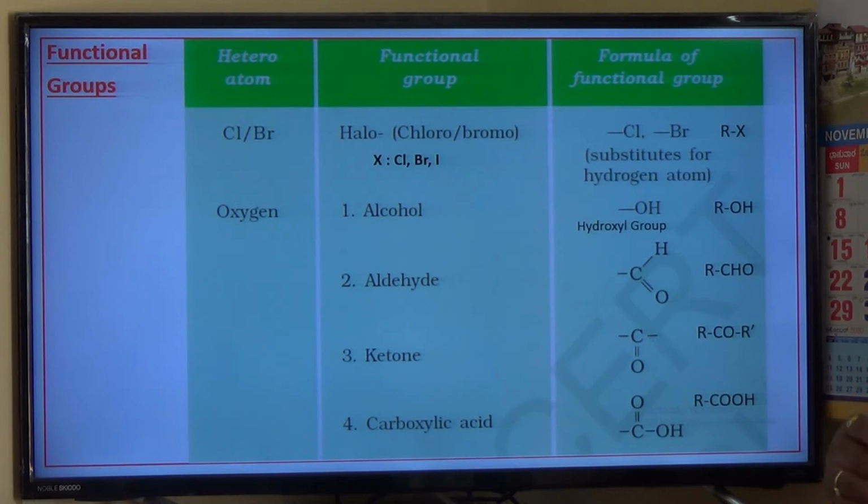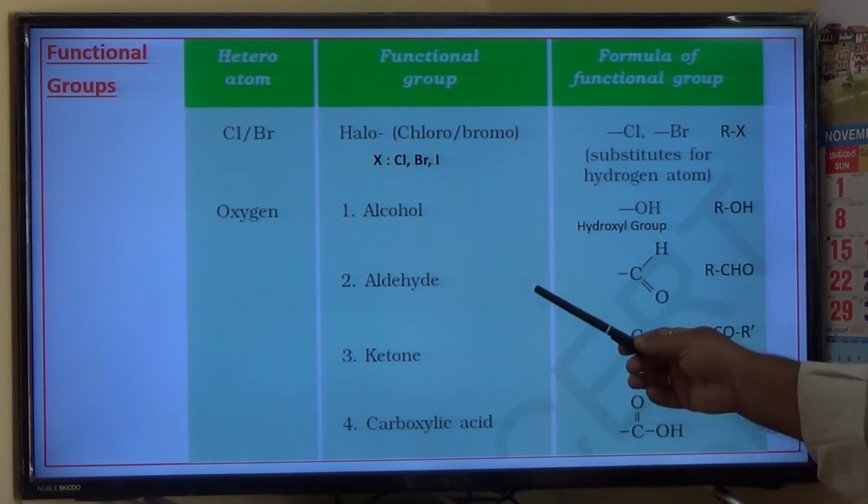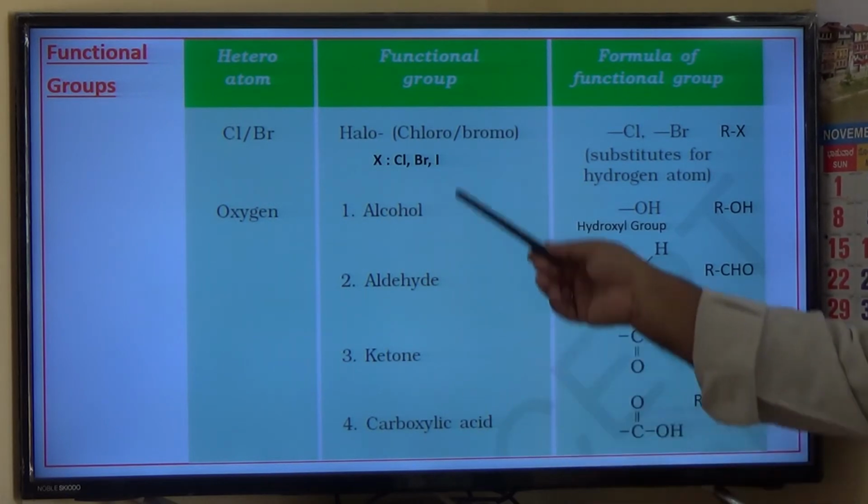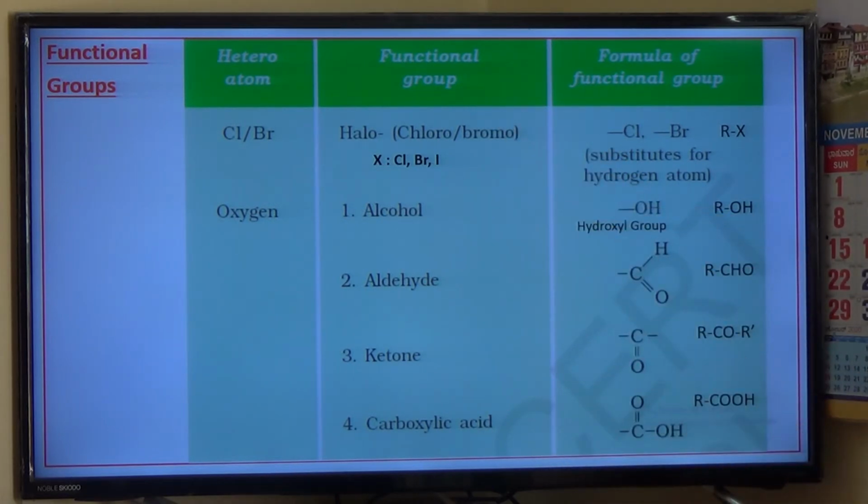A single bond is not basically a functional group. Generally alkanes are without functional groups, whereas alkenes and alkynes contain the double bond and triple bond. So double and triple bonds are also considered to be functional groups. Please keep it in mind. You can check your textbooks also, it is given there.